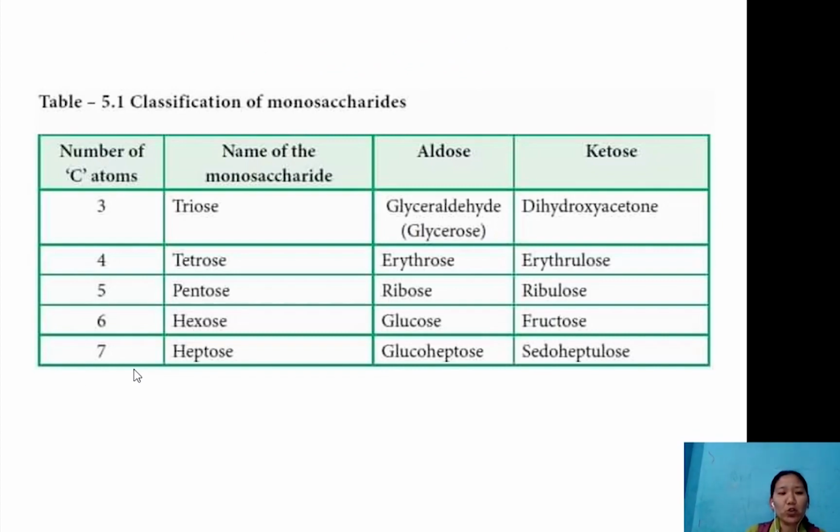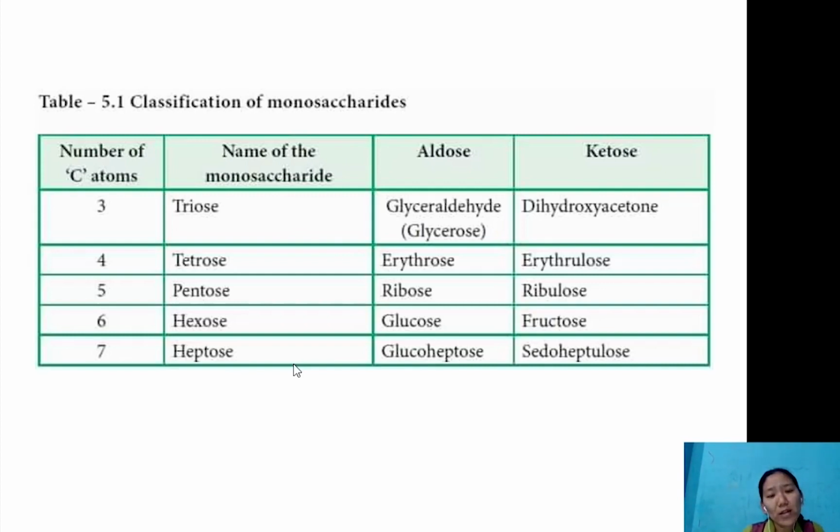Monosaccharide, based on the number of carbon: if it has 3 carbon, it becomes triose, the example is glyceraldehyde. If it is 4, we call it tetrose, erythrose. If the number of carbon is 5, pentose, example ribose. If the number of carbon is 6, hexose, example glucose. If the number of carbon is 7, it is heptose, example glucoheptose. So this is how monosaccharides are classified based on the number of carbon.